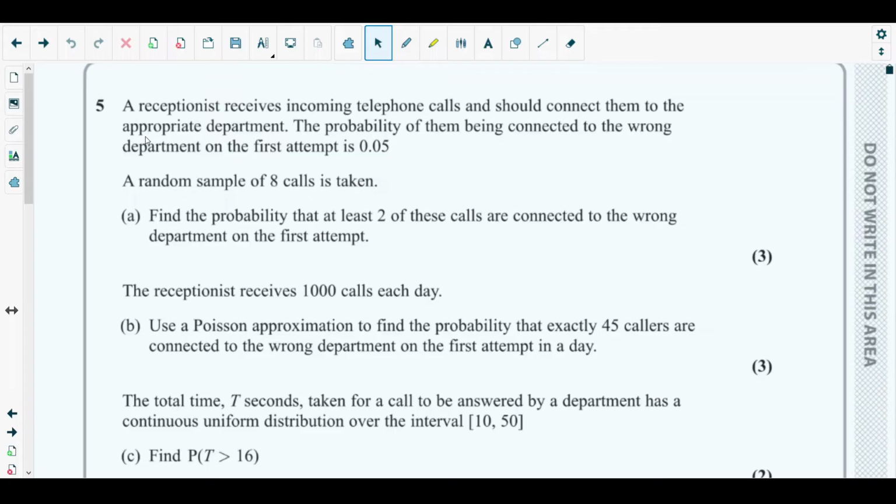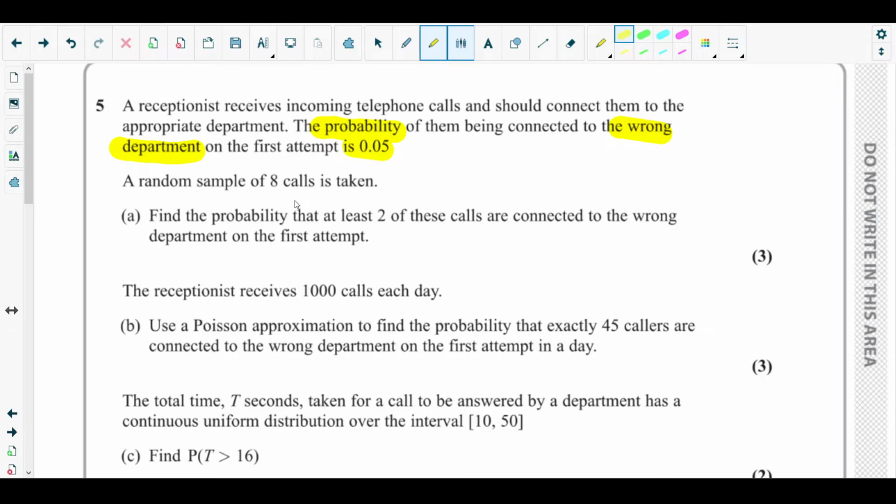A receptionist receives incoming telephone calls and should connect them to the appropriate department. Okay, fine. She is receiving calls, and she has to connect the calls to the right department. The probability of connecting to the wrong department on the first attempt is 0.05.